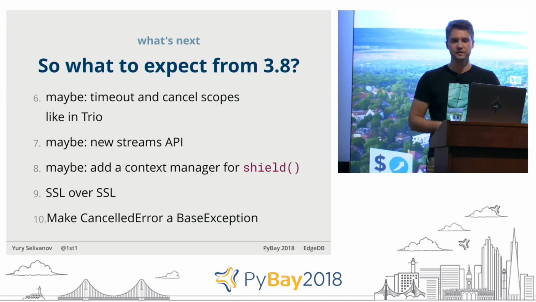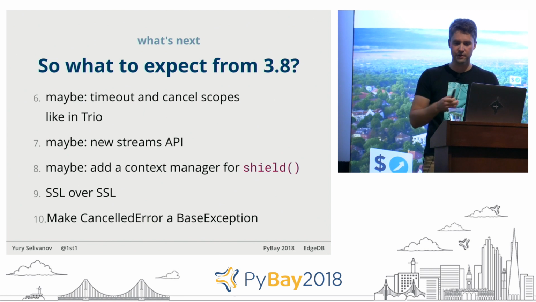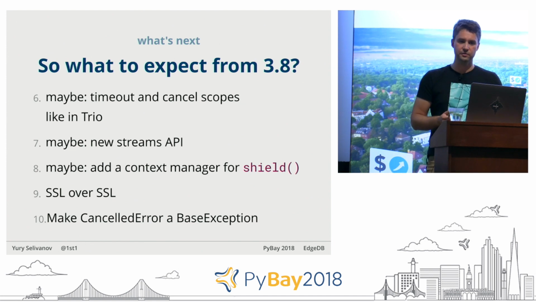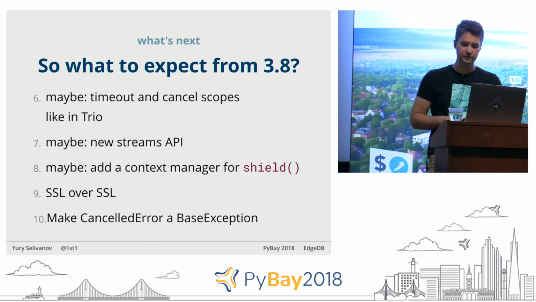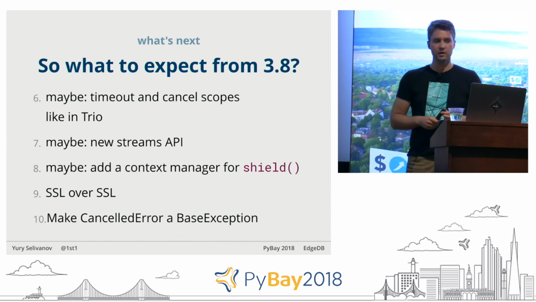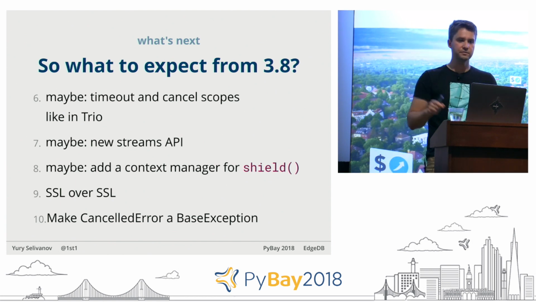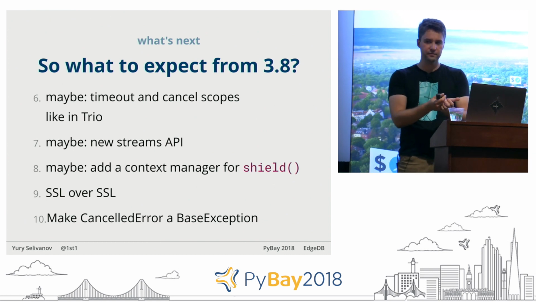So as I said before, in libraries like asyncpg and aiohttp, a lot of code is actually there just to implement timeouts and cancellation correctly. So if we find a smart way to adopt those ideas from Trio in asyncio, we would simplify our lives a lot. Maybe we'll introduce a new streams API. The problem with the current streams API in asyncio is that for every stream, you have two different objects.